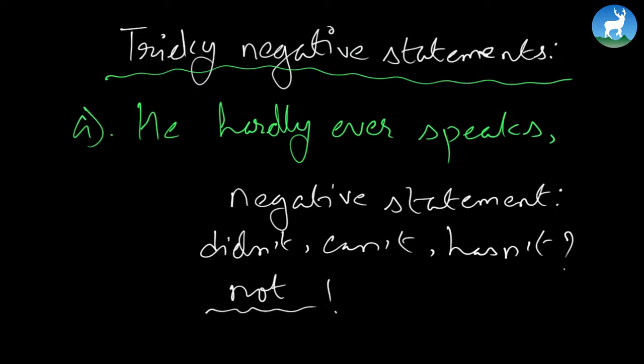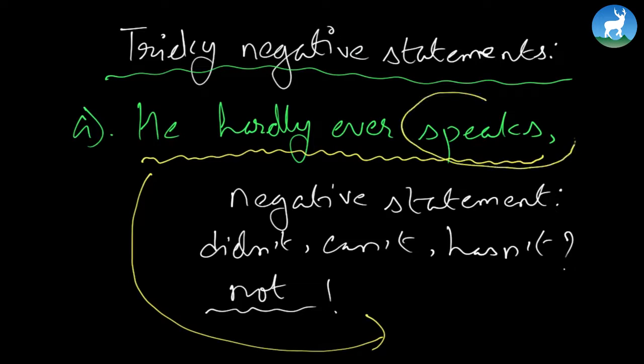It talks about an action not being performed. It has a negative influence. Hence, we go for a positive question tag. So, he hardly ever speaks. The question tag to this will be, remember, speaks is taking us to the simple present form of the verb. That's why, he hardly ever speaks, does he would be the right answer, and not doesn't he. It talks about an action not being performed. He hardly ever speaks, does he?